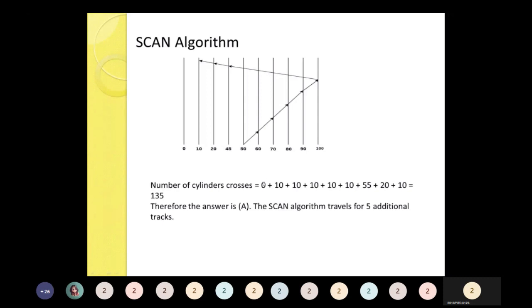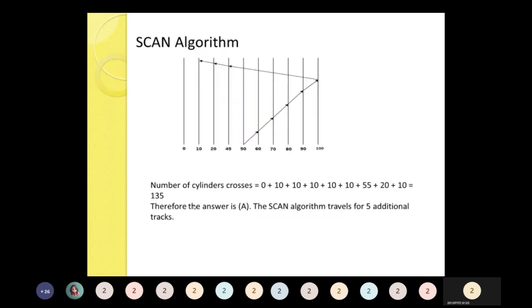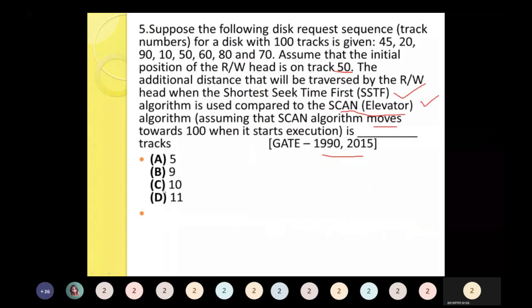60 to 50 and 60 to 70, and if you write all the differences and add all the numbers, you get 135. Therefore, the answer is A. That is, the scan algorithm travels 5 additional tracks. So SSTF we have 130, scan we have 135. So scan travels 5 additional tracks. So my solution is 5. Option A is my answer.